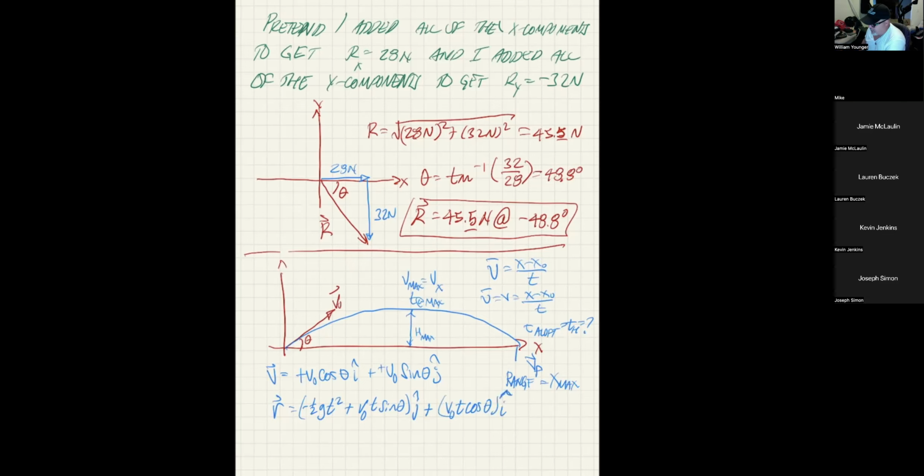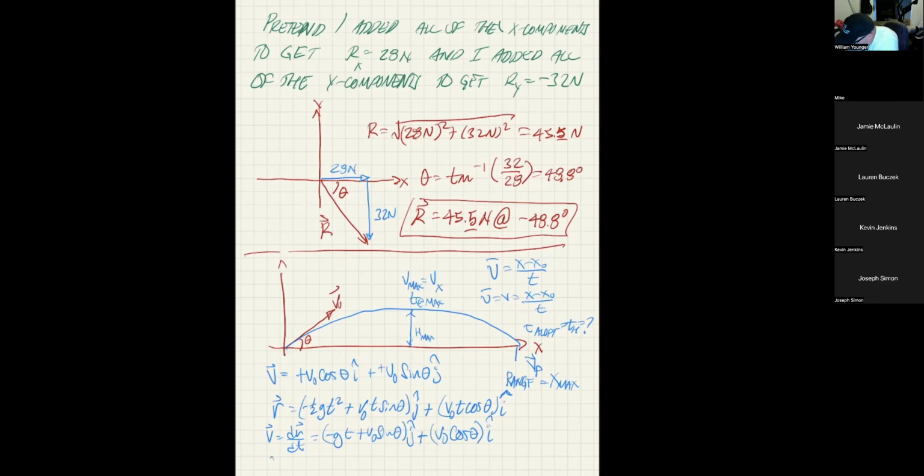Okay. If you took the derivative of that, you would, of course, get negative gt plus v0 sine theta j hat plus v0 cosine theta i hat. I'm sorry, I'm writing them in this reverse order. I just had to stick with it.